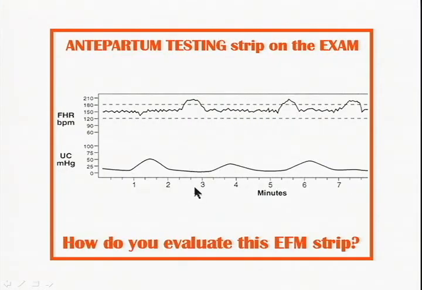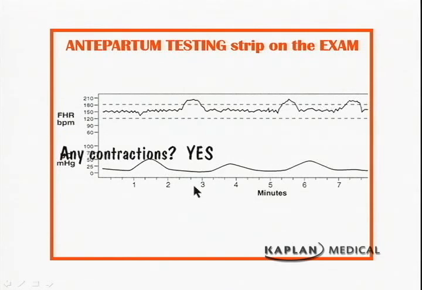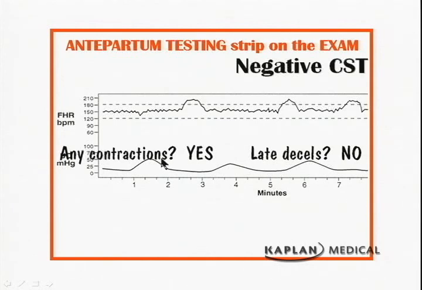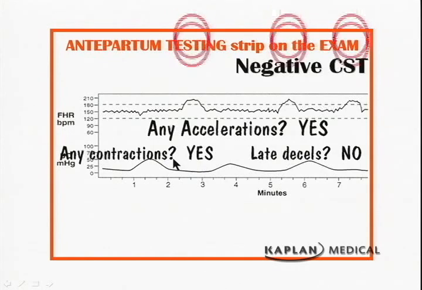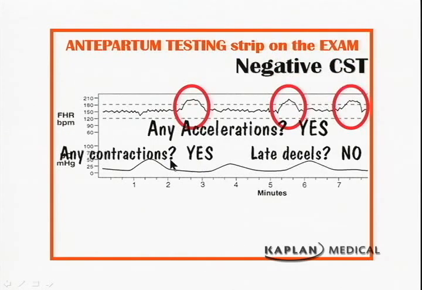How do you evaluate this strip? Are there contractions? 1, 2, 3, yes. So we can say this is a CST. Are there any late decelerations? No. This is a negative CST. Let's look at the NST function. Are there any accelerations? Yes, there are. 3 accelerations. This is a reactive NST, negative CST.